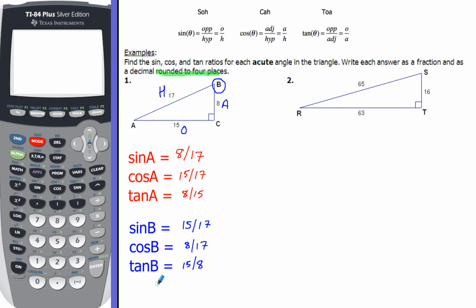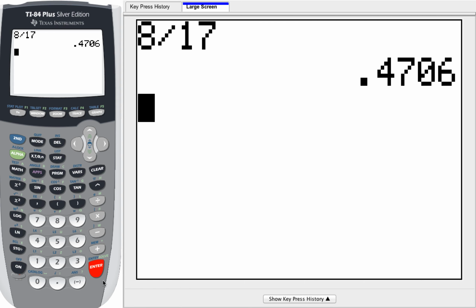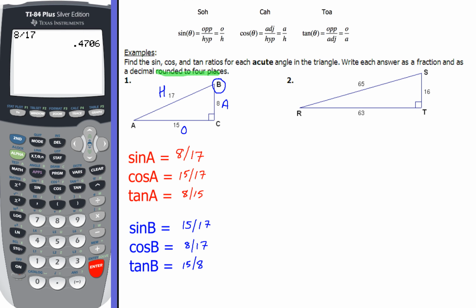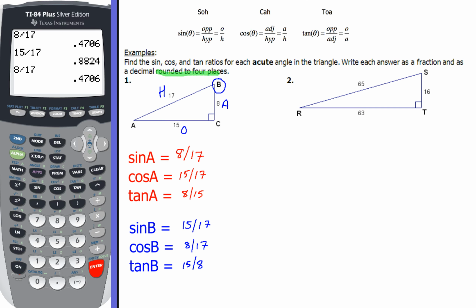Now the hardest part here is then just typing these in. So you do 8 divided by 17, that gives you 0.4706. Our other one is 15 over 17, and then we have 8 divided by 17. So go ahead and key those into your calculator, and then what we're going to do is just write those values for sine A, cosine, and tangent A. Now repeat the process for all of the ratios, all of the fractions that are there for sine B, cos B, and tangent B, and write those in as well.